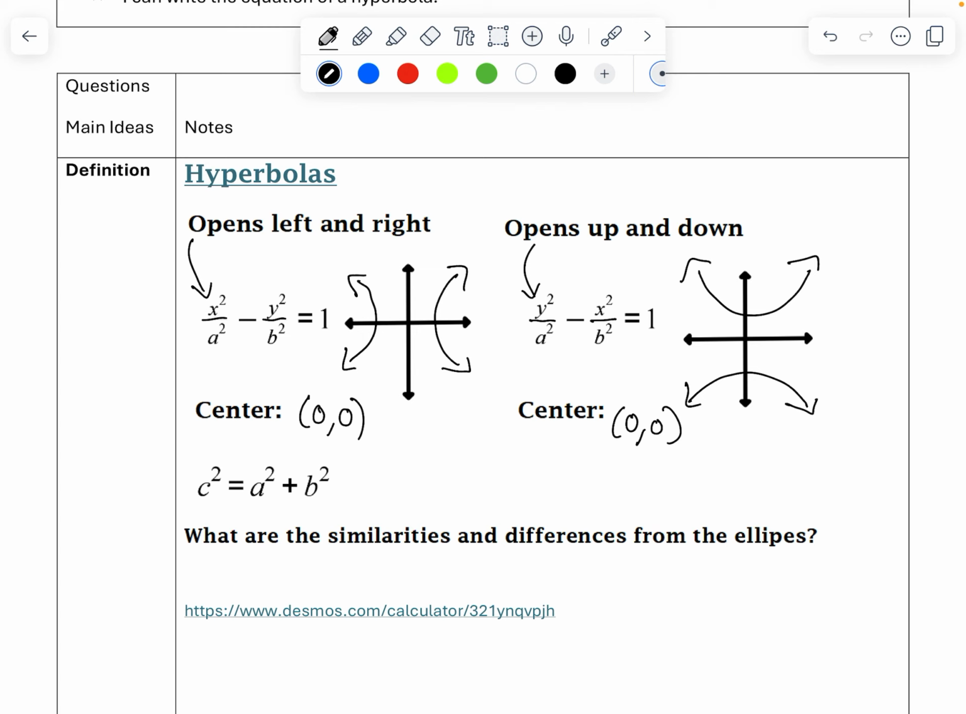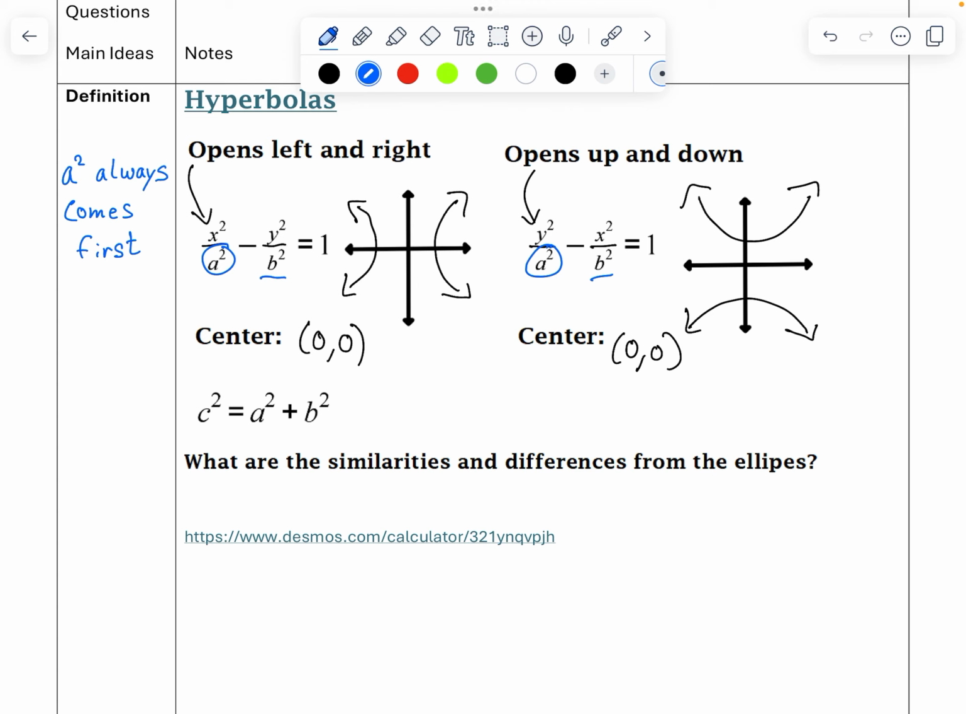One other thing I just want to make note of. Notice that the a squared value comes first in both equations and b squared comes second. So it does not matter what the bigger number is anymore, like it did for ellipses. Now it's whatever comes first. A squared always comes first, and the b squared will be the second part.